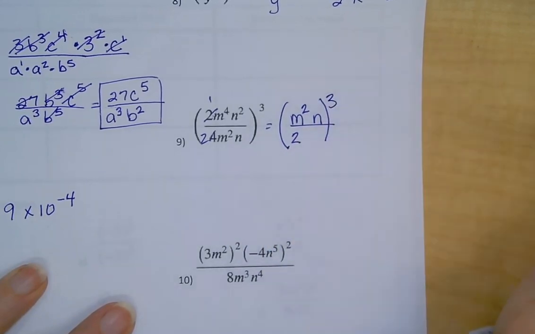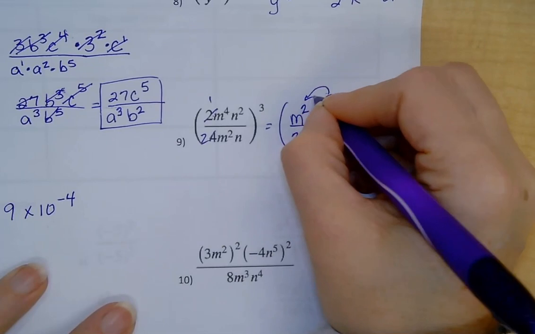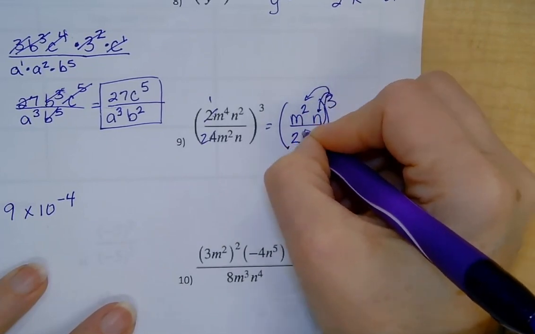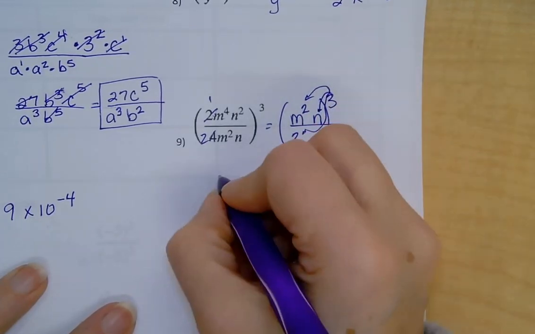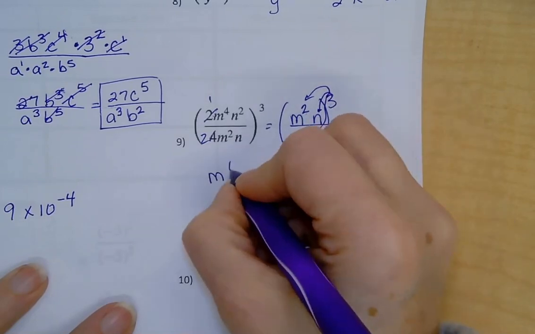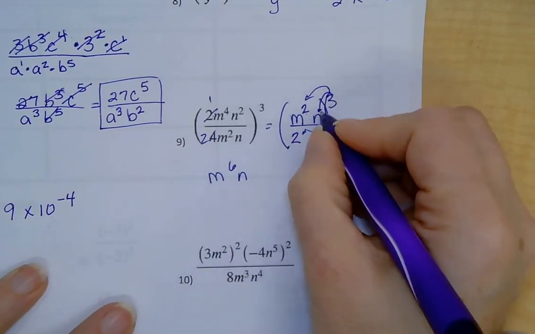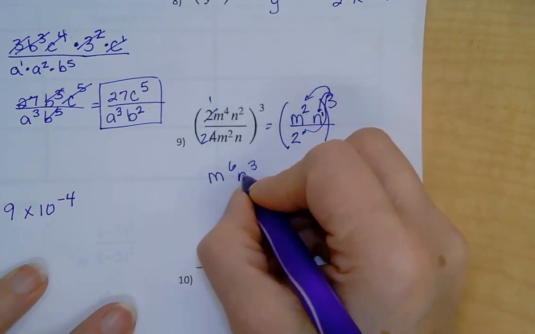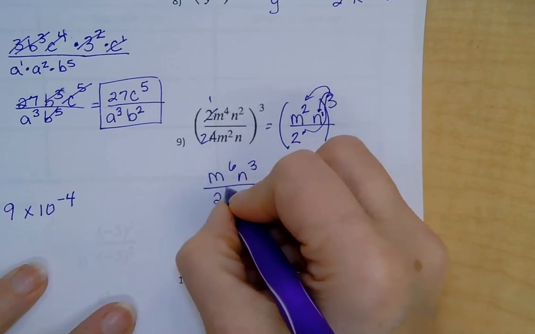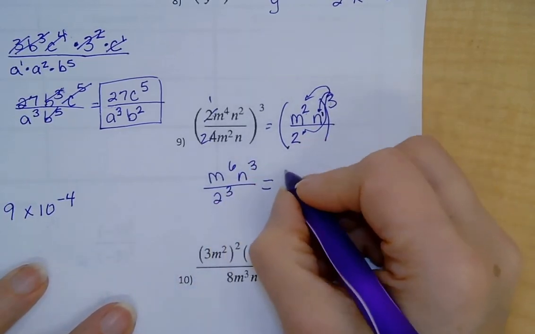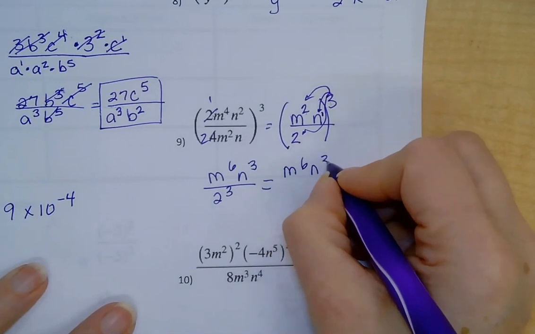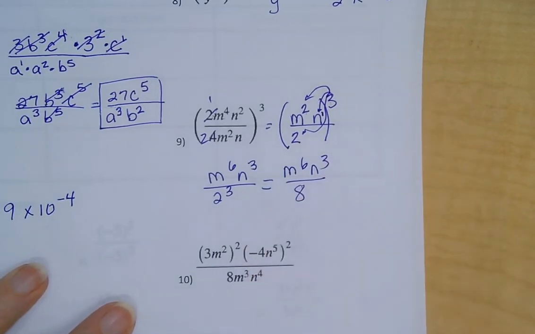This is all to the 3rd power. So let's distribute our 3 to everybody. So I now have m to the 2 times 3 is 6, n to the invisible 1 times 3 is 3, and 2 to the 3rd I can rewrite as 8. So m to the 6th n to the 3 all over 8.